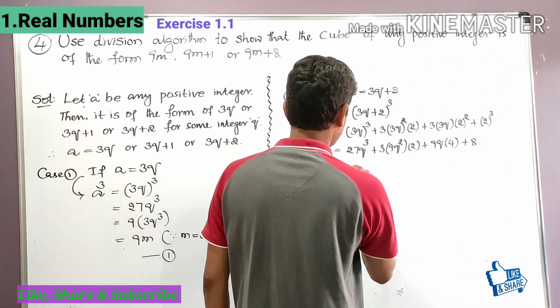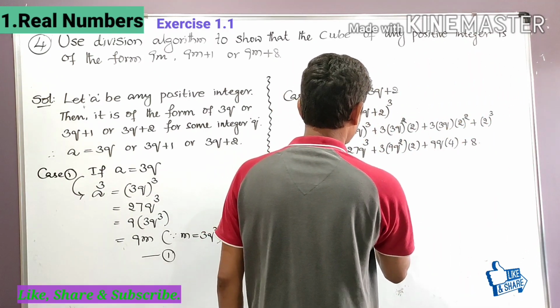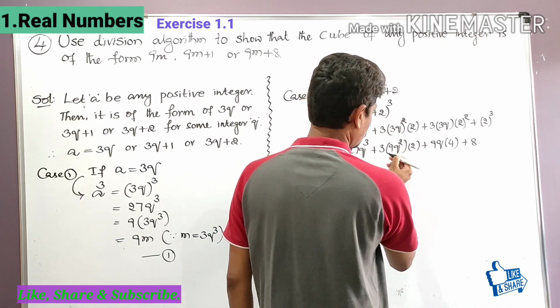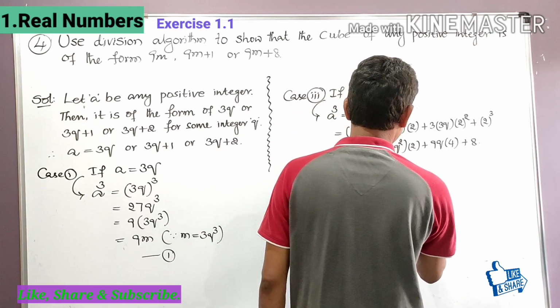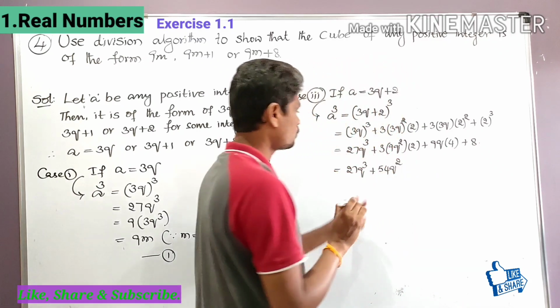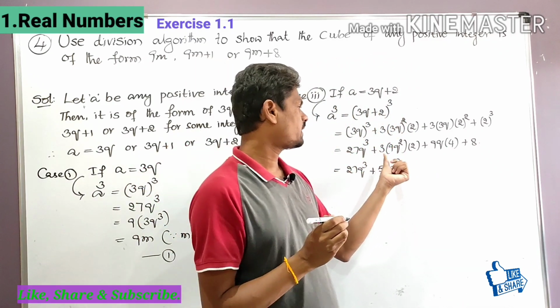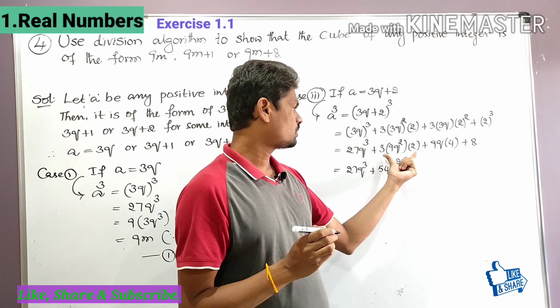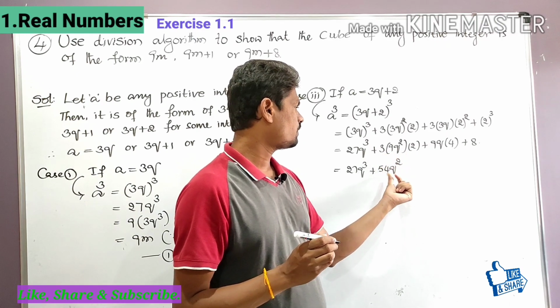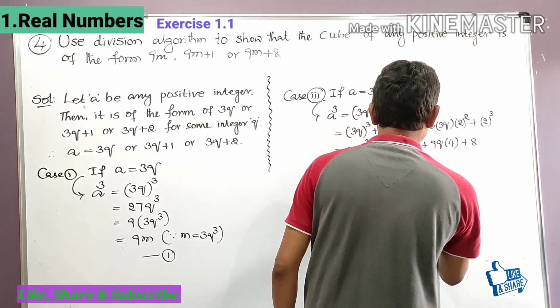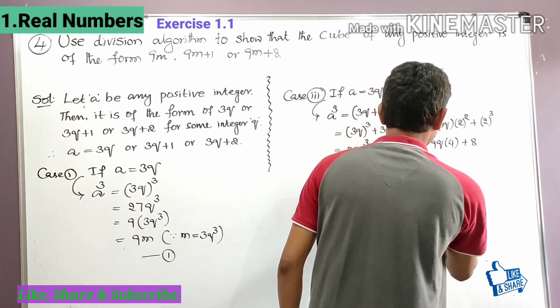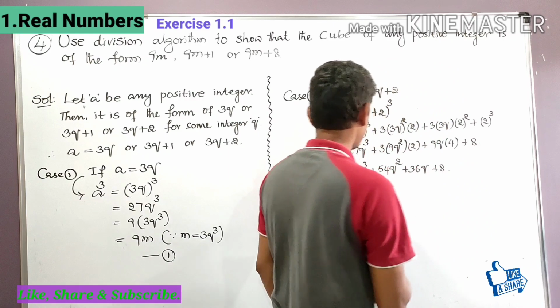So again we have to simplify further. It becomes 27q cube plus, here 3 into 2 is 6, 6 9s are 54q square. This 27q cube write as usual. So 3 into 2 is 6, 6 9s are 54q square. Here 9 4s are 36q, 36q plus 8.